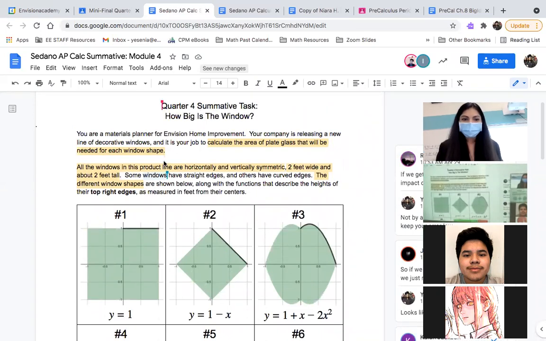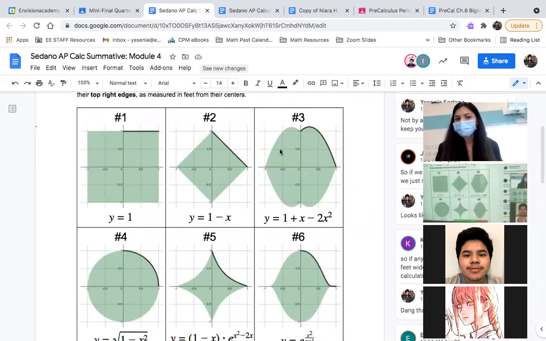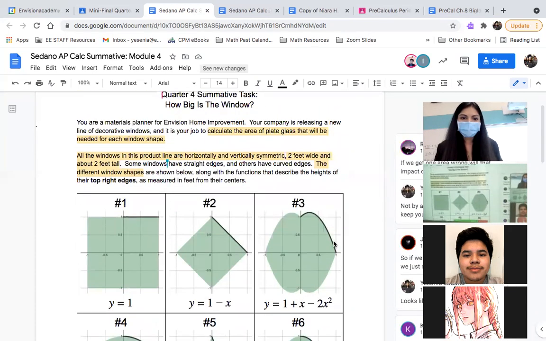So all the windows are horizontally and vertically symmetric. As you can see, they're just reflections of the function that's graphed in the first quadrant. It's basically like you're reflecting it over and over to create the symmetric shape. And then this one's for number 6. They're each 2 feet wide and about 2 feet tall. Some windows have straight edges, others are curvy.